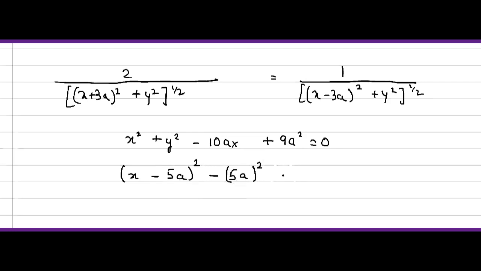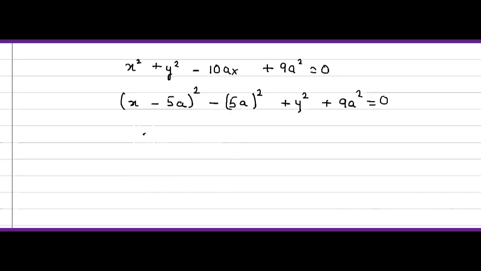This is how we make the perfect square, likewise in the quadratic equation itself, plus y square. These are the adjusted terms, plus y square plus 9a square, equal to 0. So we can say that (x minus 5a) square plus y square, this would be minus 25a square. This is 16a square. So what would be the net result? It would be minus 16a square. If we send it to the other side, it would be 16a square.